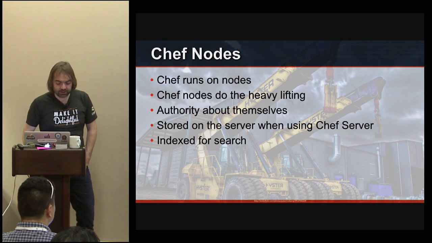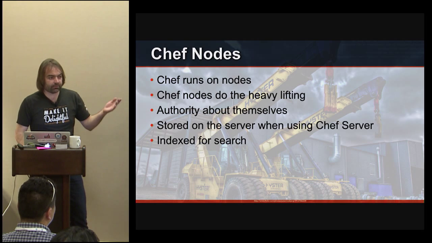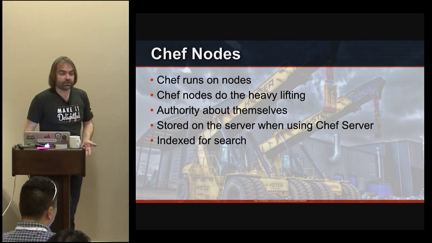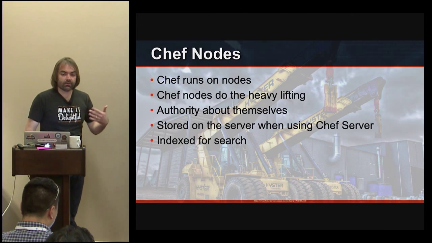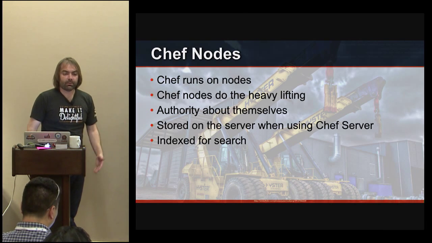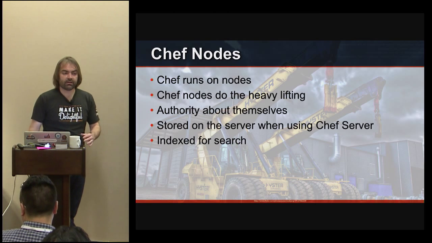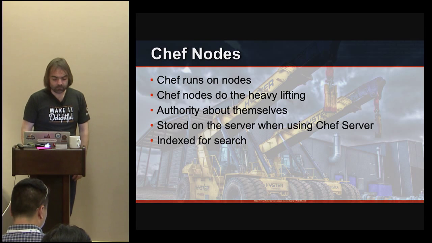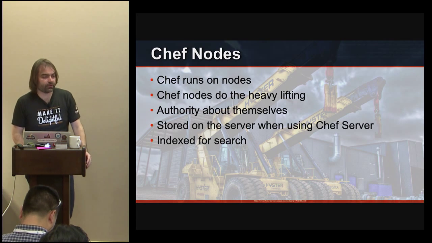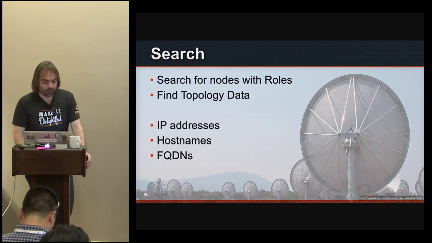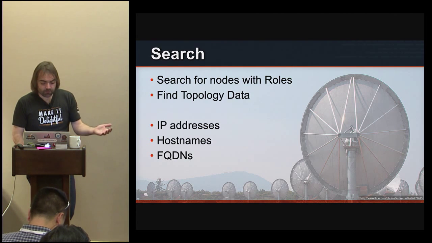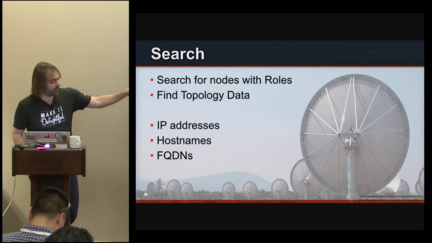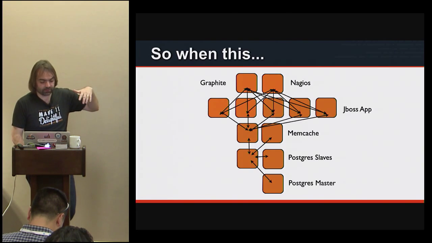All of the information is stored on the server when you use Chef server. So there's another mode that you can use Chef in. It's called Chef Solo or Chef Zero. With this, you don't need the server infrastructure, but the problem is you don't get the search capabilities to build out this larger architecture and topology as well. And then all of its data is indexed for search, as I already talked about. So you can search for nodes. You can find the topology data, IP address, host names. I'll actually cover this more here in a second.